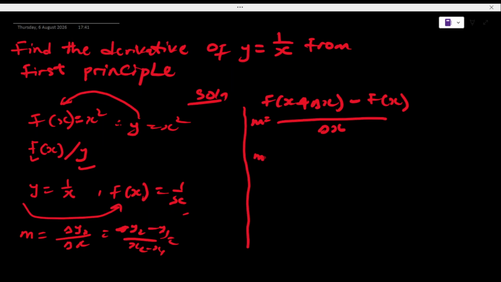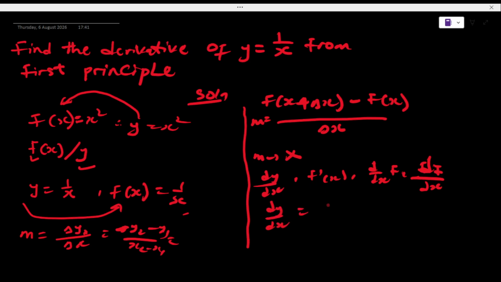So m will now change to what? Our derivative function. This is no more gradient function. We are talking about the derivative function, which is dy over dx. You can write it as f prime x or d over dx f or df over dx, any of them. But here I'll be using dy over dx. So dy over dx is equal to f of bracket x plus change in x minus f of bracket x, divided by change in x. These are the parameters we are going to be using now.